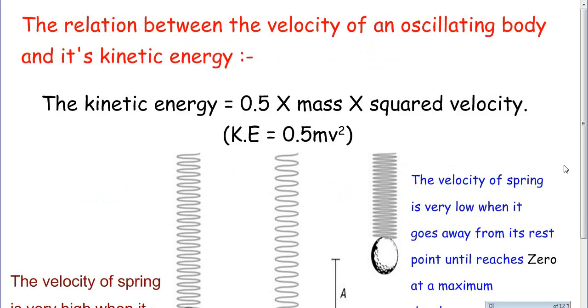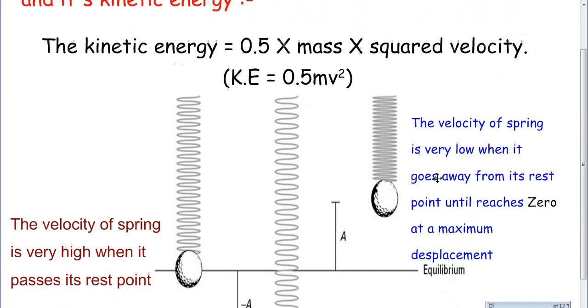But there is an important relationship between the velocity of an oscillating body and its kinetic energy. We studied kinetic energy before in Prep 1, and we said the kinetic energy equals half mass times squared velocity. So the velocity of any moving object affects its kinetic energy. By increasing the velocity of an oscillating body, the kinetic energy of this body increases.